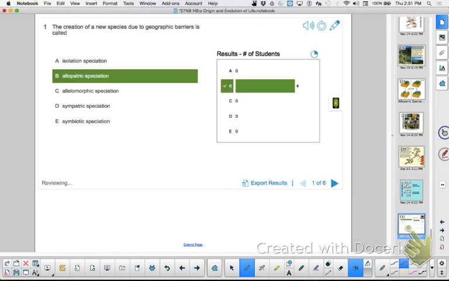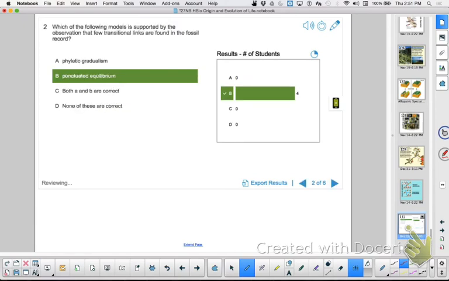So the creation of a new species due to geographic barriers is called allopatric, and everybody got that. Is there anything called isolation speciation? No. Allomorphic speciation? No, I made up a word. Sympatric, is that such a thing? What is sympatric speciation? Alongside, usually due to chromosomal change. Is there something called symbiotic speciation? No, that's totally made up.